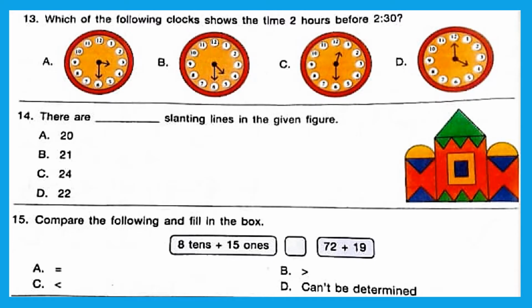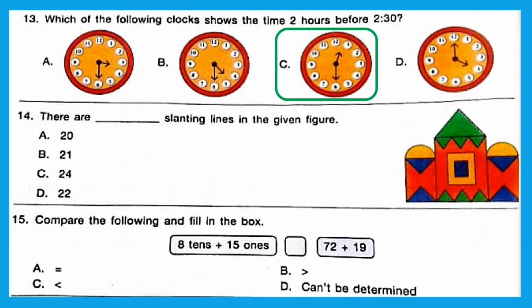Question 13. Which of the following clocks shows the time 2 hours before 2:30? So, what is 2 hours before 2:30? We have to take out 2 hours. Then it only remains as 30 minutes, which is actually 12:30. So, the right option is option C, which shows 2 hours before 2:30. That means 12:30.